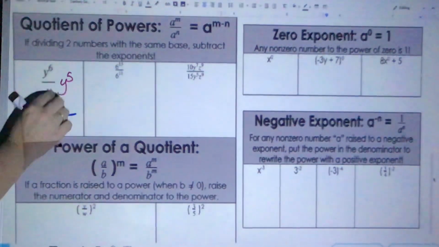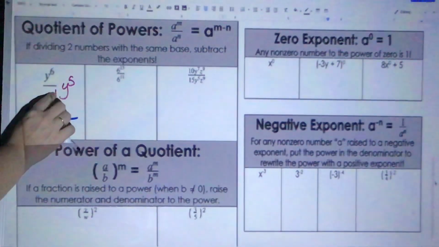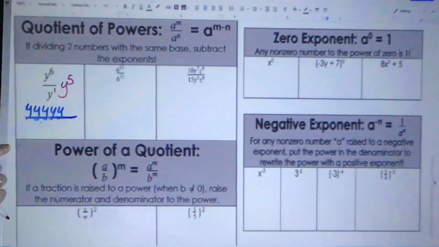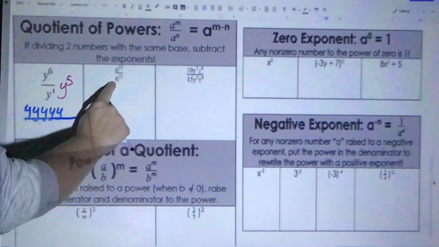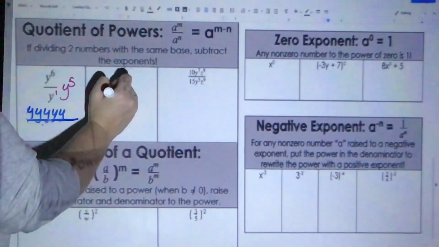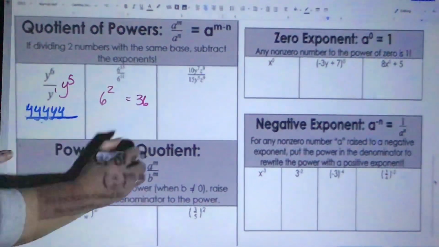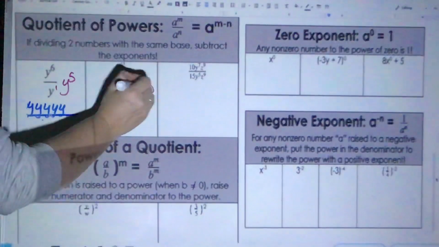The rule says to take your exponents, your powers, and subtract them. 6 minus this 1 would give you y to the 5th power. If I use the rule here, 13 minus 11 would give me 6 to the 2nd power, which would be 36. So my answer in standard form would be 36.